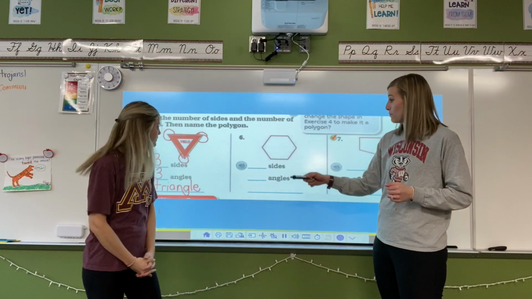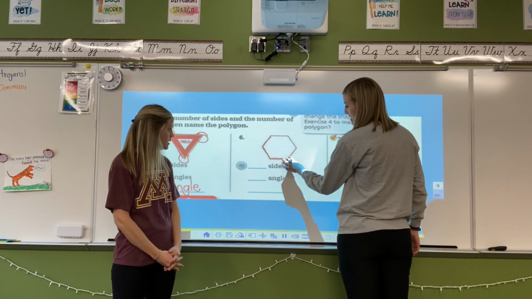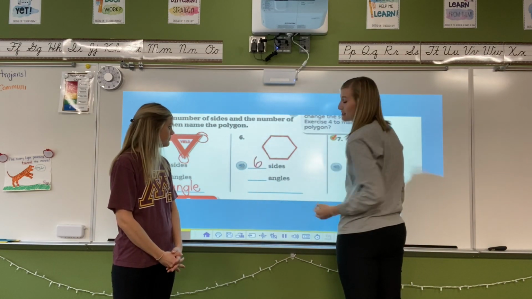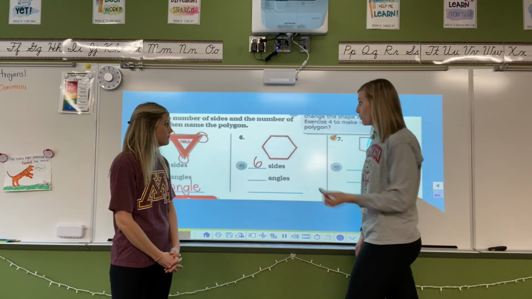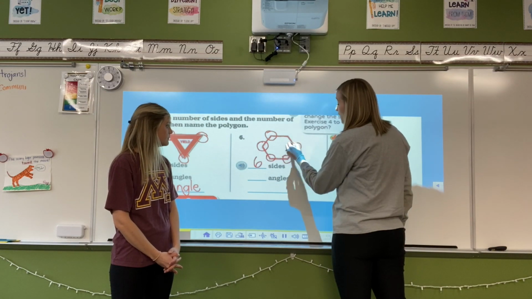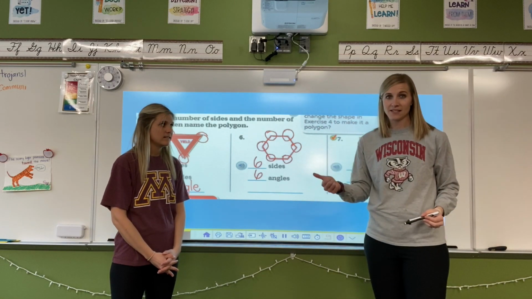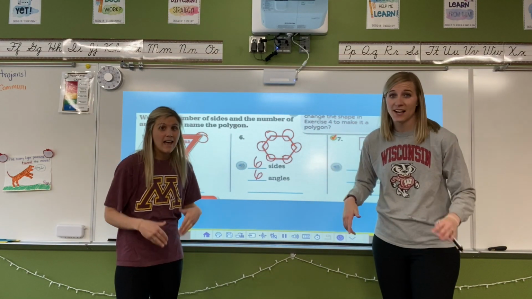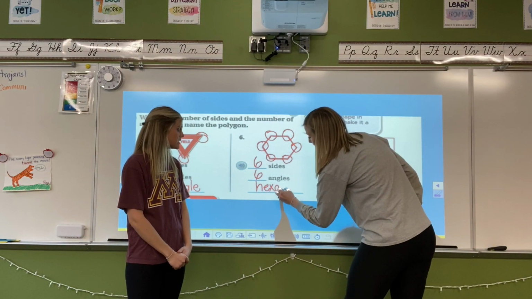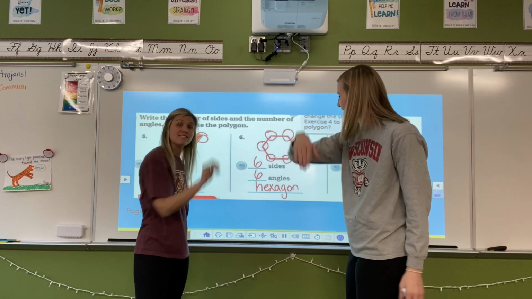Number 6. Let's count my sides. 1, 2, 3, 4, 5, 6. 6 sides. Now let's circle my angles, which are my endpoints. 1, 2, 3, 4, 5, 6. 6 angles. 6 sides, 6 angles. It's a hexagon. You can remember a hexagon for 6 because it has an X like 6 does. That's how I remember it. I like that. Thanks. That's good.